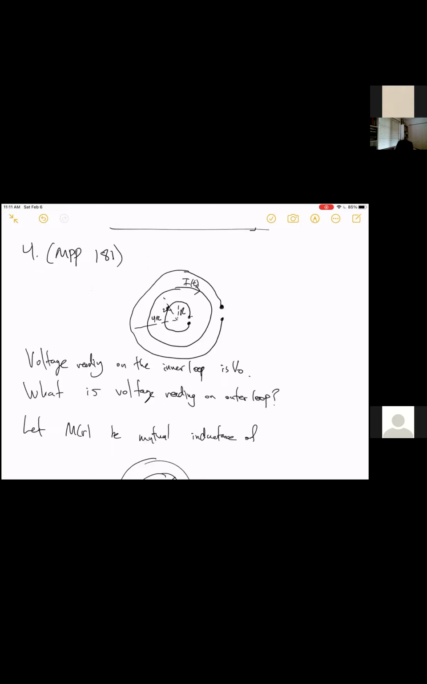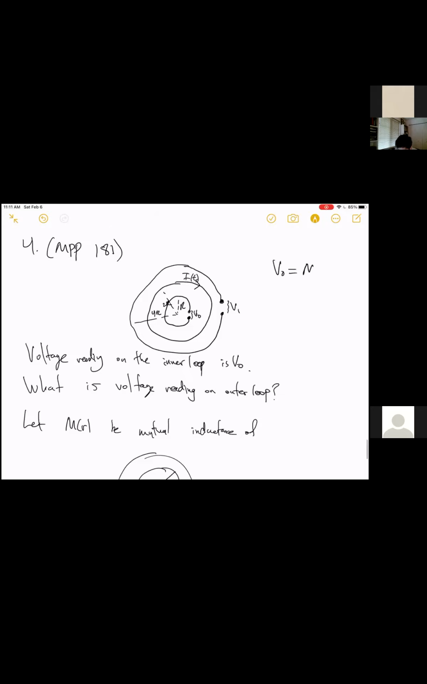Then if I let this be V0 and let this be V1, then I literally have V0 is equal to M. And the reason is that M of R is the mutual inductance between the inner and the middle loop, and M of 2R is the mutual inductance between the middle and outer loop. Since the mutual inductance is just the ratio of the flux to the current, if you apply Faraday's law in the same way as before, you get these two relations for the voltages. So therefore, V1 over V0 is just M of 2R over M of R.